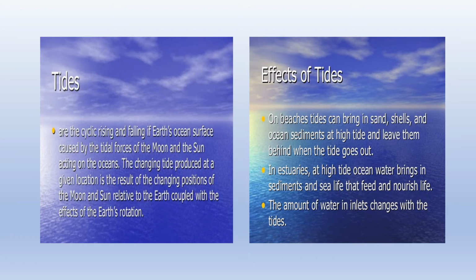Let me quickly summarize the effect of the tide, which is found on a large scale, on the people living in the coastal areas. We know that tides are a cyclic rise and fall of the ocean surface caused by the forces of the moon and the sun acting on the ocean. The changing tide produced at a given location is the result of the changing position of the moon and the sun relative to the earth, coupled with the effects of earth's rotation.